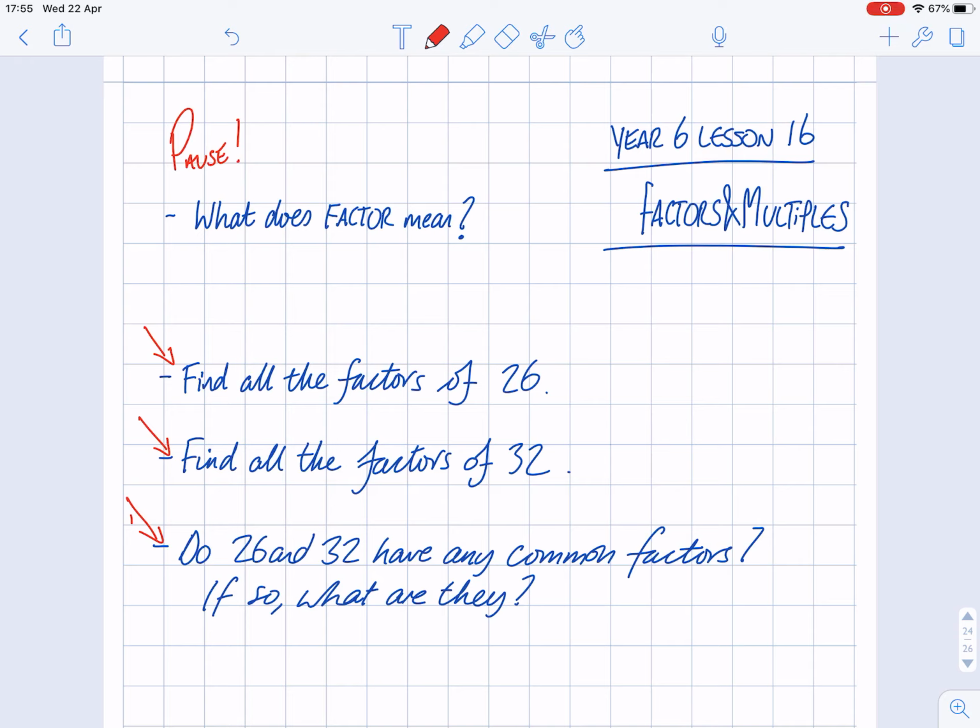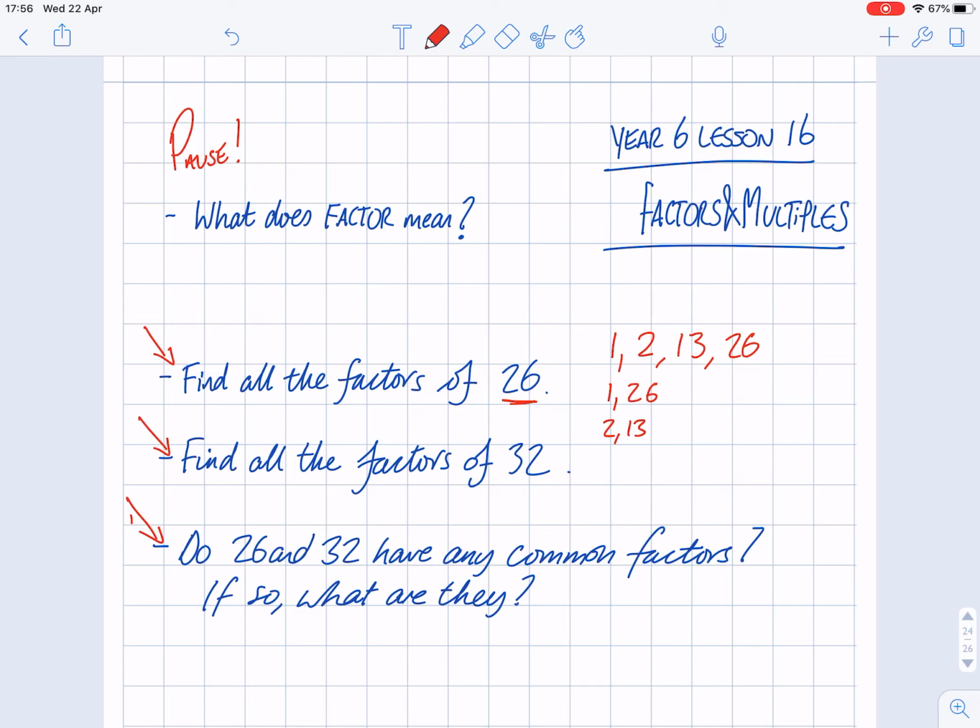Okay, so all the factors of 26. It's got 4 factors, and they are 1, 2. If I count up in 3s, I don't land on 26. 4s, nope. 5s, nope. 6s, nope. 7s, 8s, nope. 9s, nope. I go all the way to 13s, and then I'm halfway, so I can jump straight to 26. So it's got 4 factors. And remember we talked about pairs of factors, the 2 numbers I multiply by to get the number. So it's 1 and 26, and 2 and 13. They're the factor pairs.